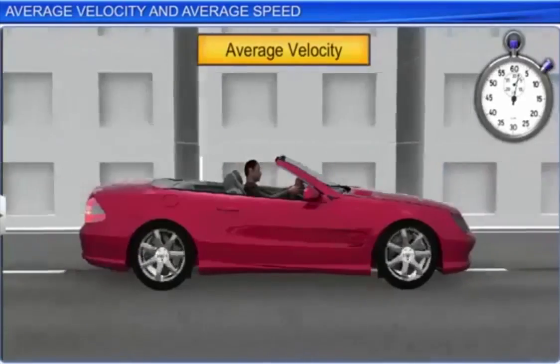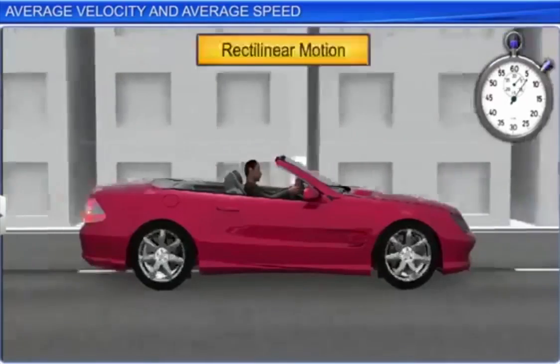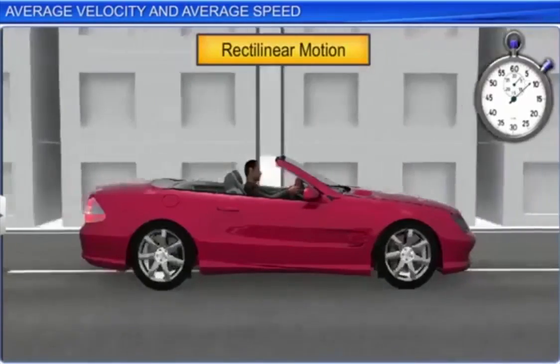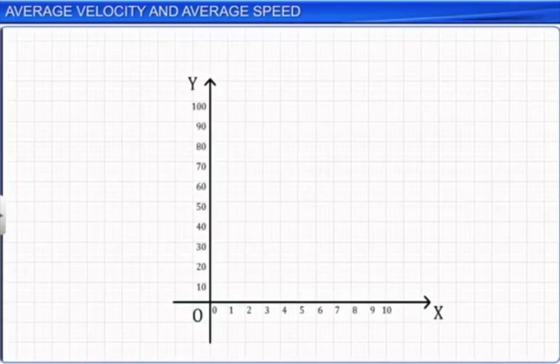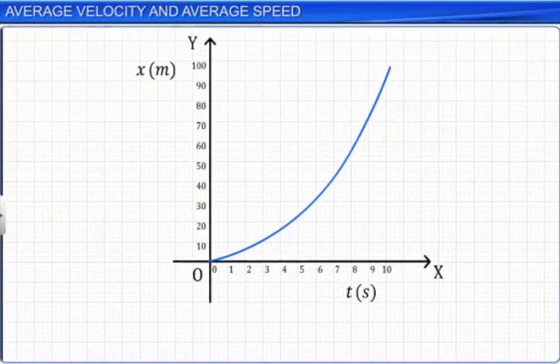A body moving in a straight line is said to be in a rectilinear motion. Let's plot an xt graph of this motion. A body starts at the origin and travels through a certain distance x meters in time t seconds. Let us mark 2 points A and B on the graph obtained. Let us study the motion of the body from point A to point B in detail.